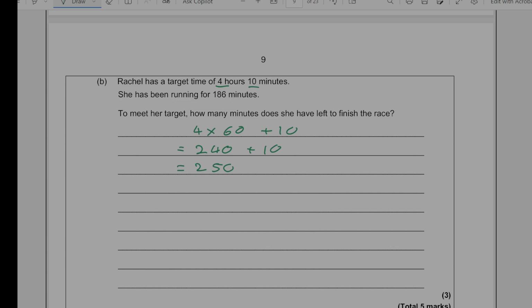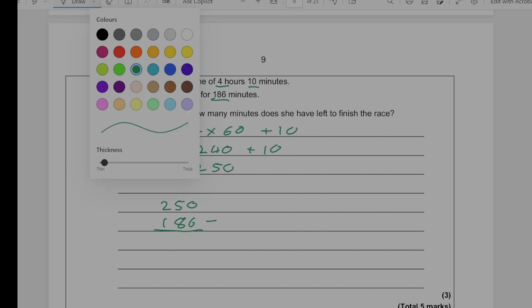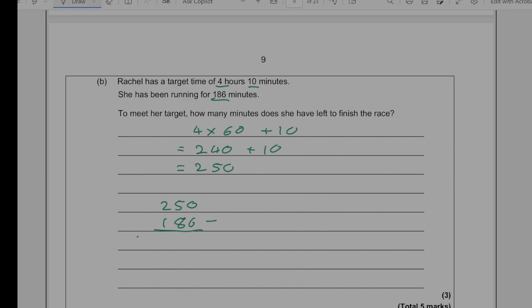Right, so she's been running for this long, so I now need to do 250 minus 186. So again, I'll change pen color for my subtraction. So I need to exchange here. So 10 take away 6 would give me 4, and I need to exchange again here. 14 take away 8 is 6, so 64 minutes.